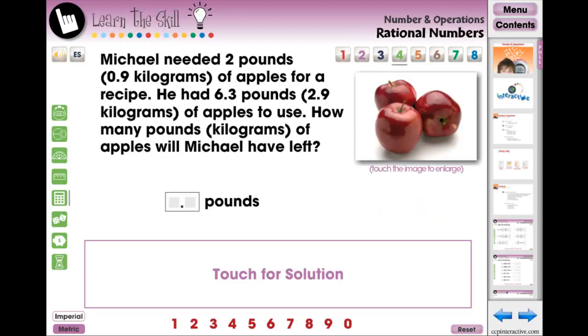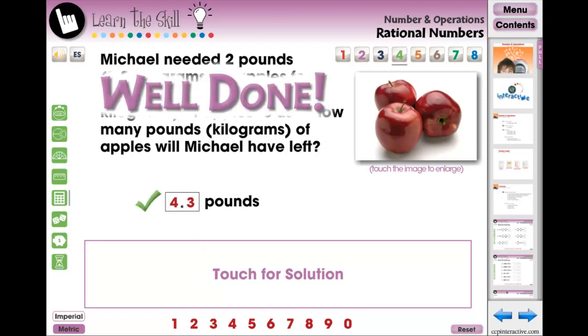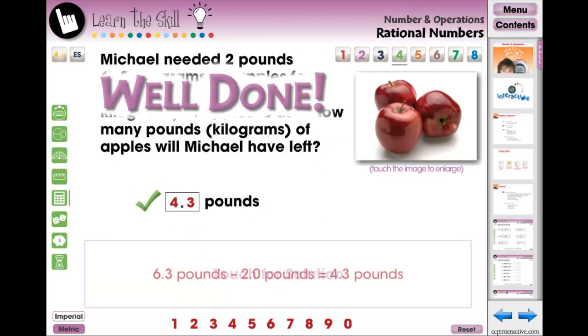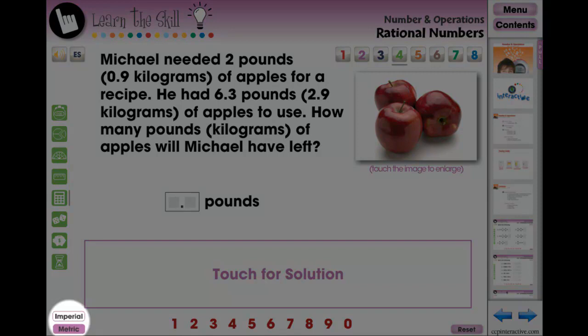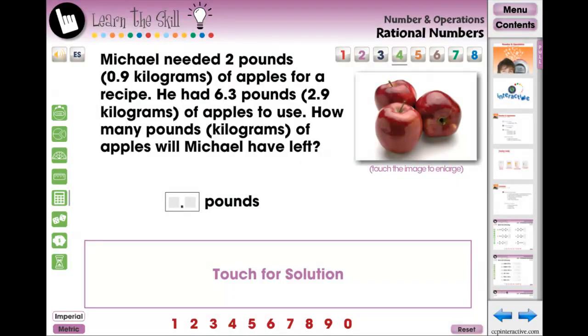The Learn the Skills section contains 8 screen pages of real-world word problem activities. Students can touch for solution to see how the answer was reached. Also, where required, we have included an imperial metric conversion to allow students to choose whether to answer the question in imperial or metric or both.